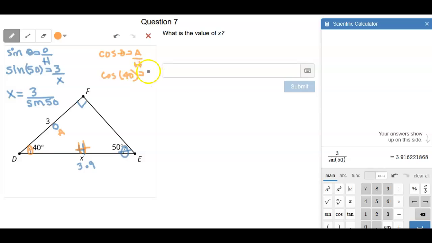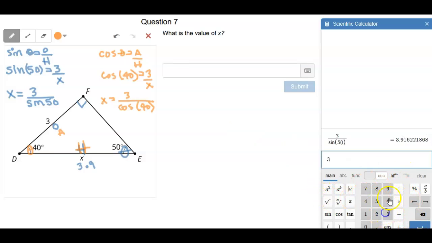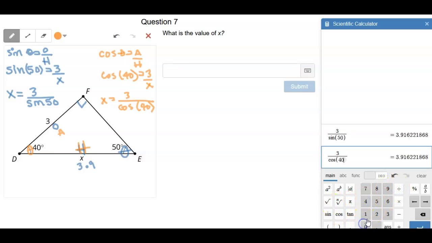So the cosine of 40 is equal to, again, 3 over x, and because x is in the denominator, we're going to swap those two. So x is equal to 3 divided by the cosine of 40. And again, if we do the same thing, we should get the same answer. So 3 divided by the cosine of 40, and you notice that we get the exact same thing.